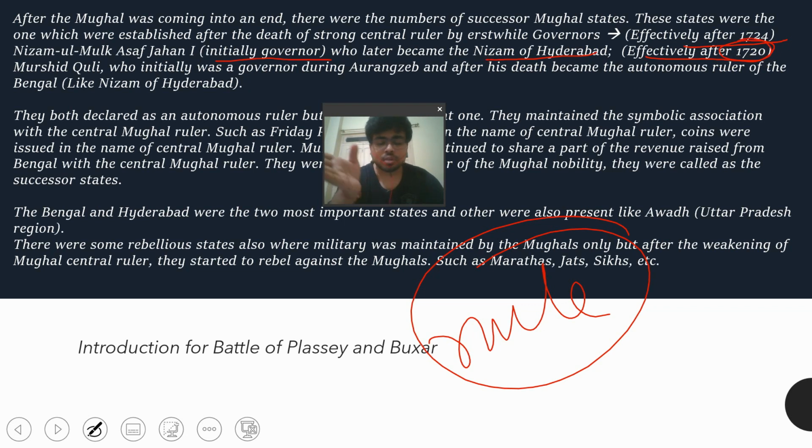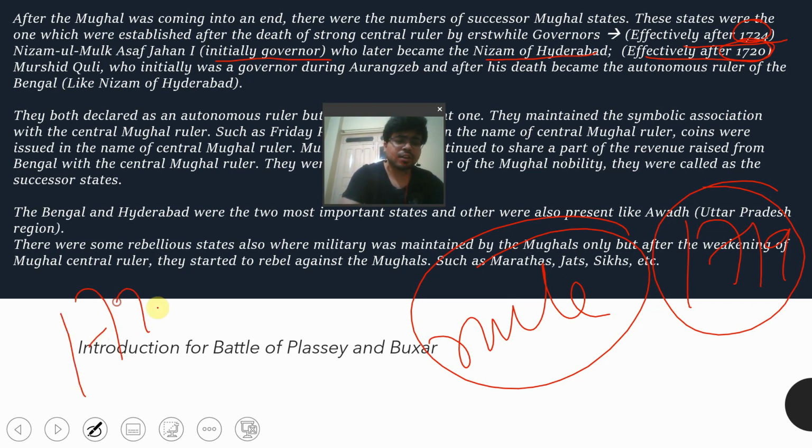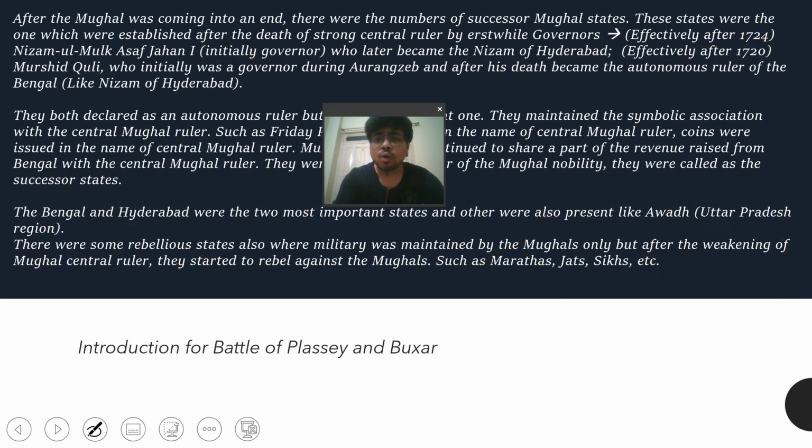Sorry, to correct that: the Nizam of Hyderabad was formed effectively after 1724, and the Nawab of Bengal was formed from 1719, that is, after 1719 the Nawab of Bengal was formed, and after 1724 the Nizam of Hyderabad was formed. So how was it working?